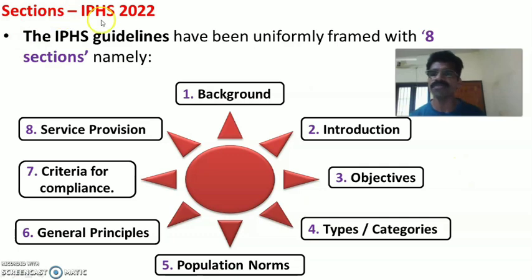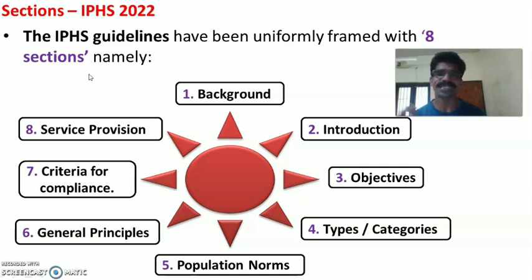Then, sections of IPHS 2022. When you go through the IPHS standards 2022 in depth, we see 8 important sections. The IPHS guidelines have been uniformly framed with 8 sections. So all the IPHS standards, whether for the sub-center, primary health center, community health center, sub-divisional hospital or district hospital, have 8 sections.